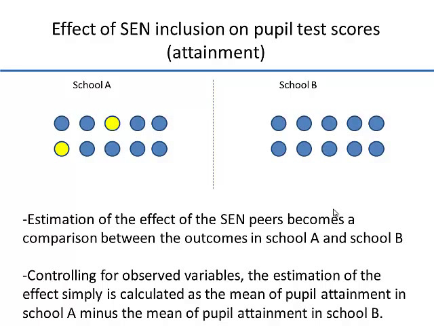Okay? So if I wanted to estimate the effect of SEN peers on other pupils, then we could compare one school. So in this example, the yellow dots are SEN peers and the blue dots are non-SEN peers. So I could compare the outcomes of these pupils in school A with the outcomes of the pupils in school B. And then that might use a lot of assumptions, and you might argue that gives you the effect of SEN inclusion. And once you extend that to many other schools with varying levels of SEN, you can do a multi-level model of that.